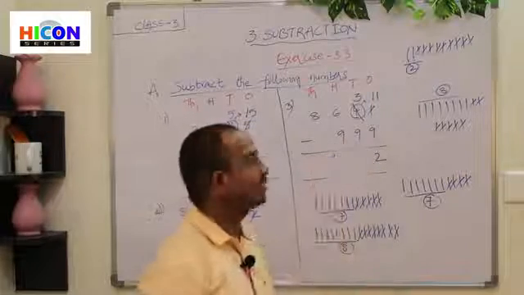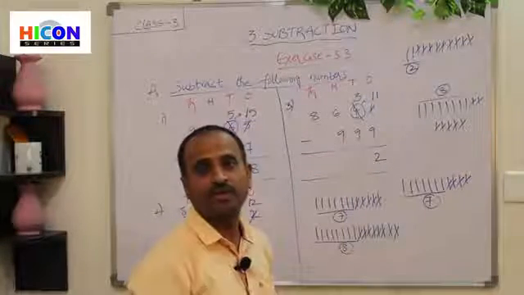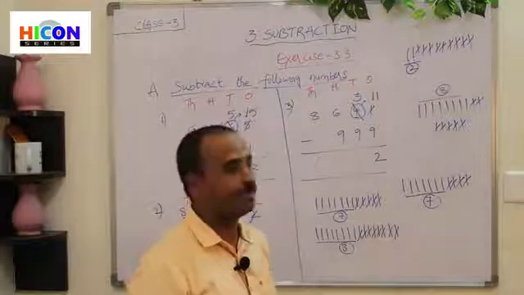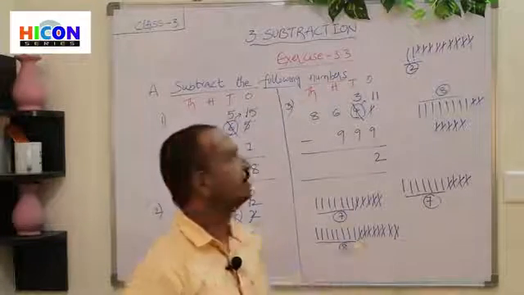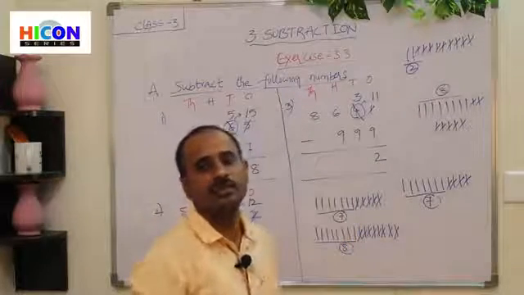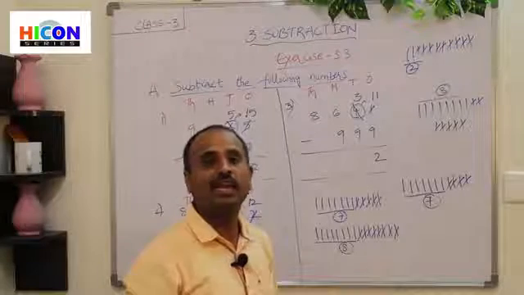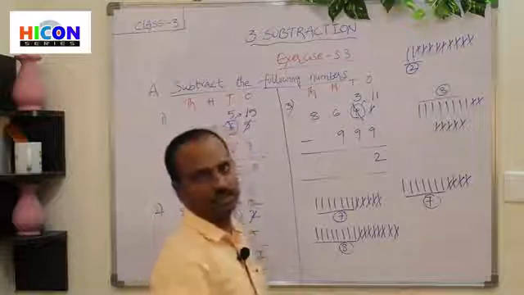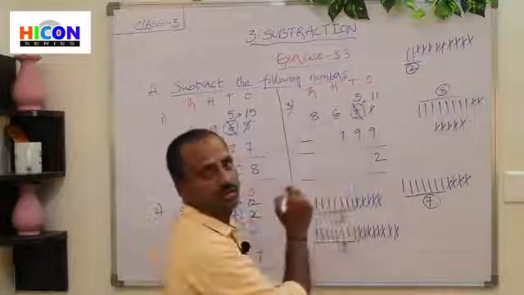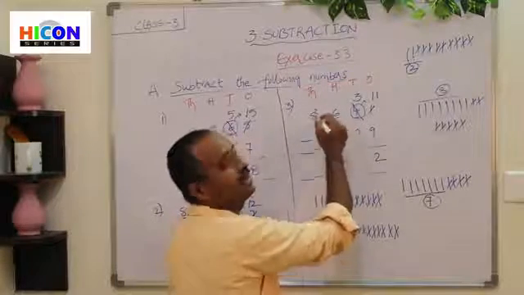Can we subtract 9 from 3? We cannot, because 3 is the smaller number and 9 is the greater number. Here subtraction is not possible. Then what do we have to do? Again we have to borrow from its previous place. What is its previous place? Hundreds place. So now borrow from the hundreds place.